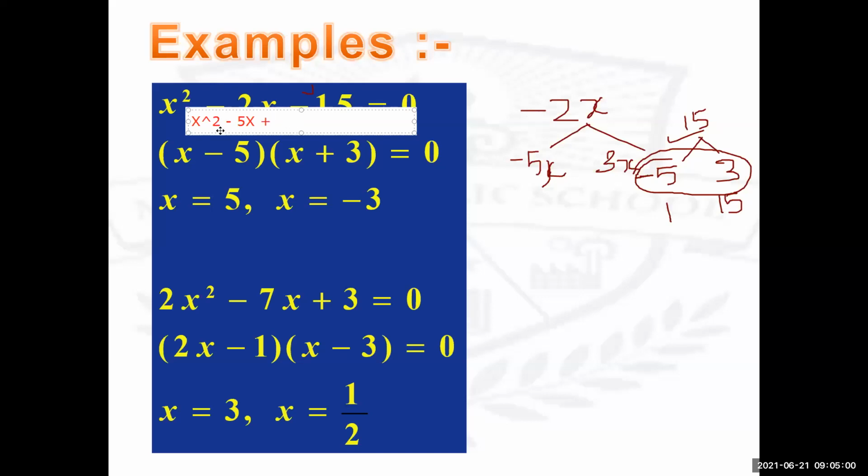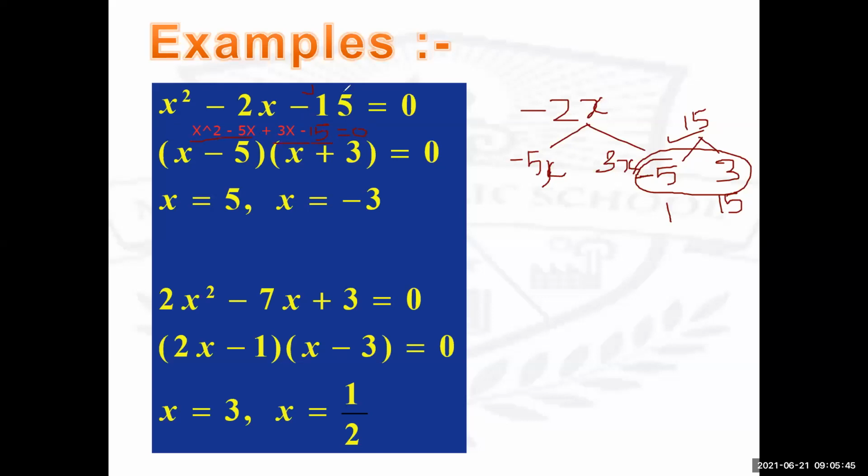Okay, see now x square minus 5x plus 3x minus 15 equals to 0. You get that as minus 15, which is already there. So now what you're going to do is, here you'll remove x common from the first two terms, and here you'll remove 3 common.